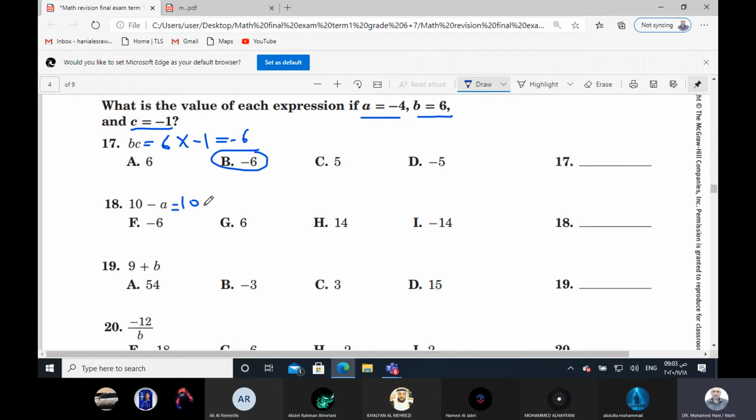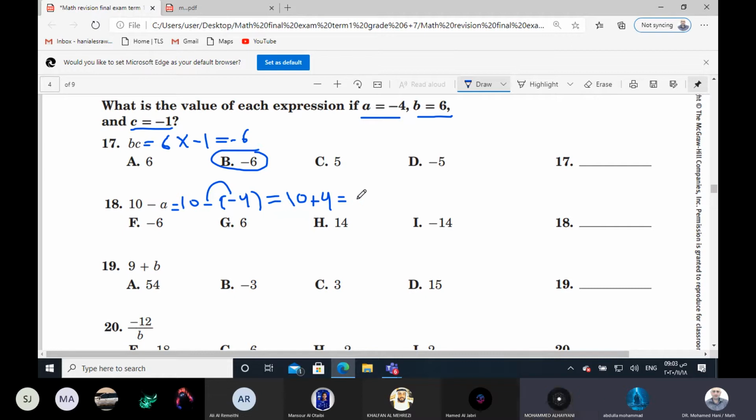Here we have minus, so it will be negative 6. The value of A will not be negative, minus 6. So here we have minus 4, so 10. Minus times minus will be positive. Positive, then here we have 4. It's 14, the answer. 10 plus 4 will be 14. So the answer will be 14.